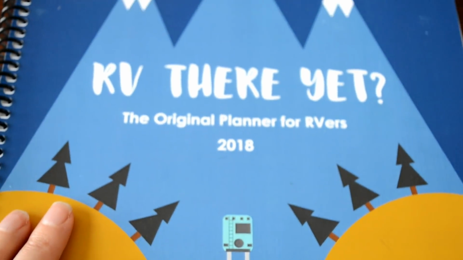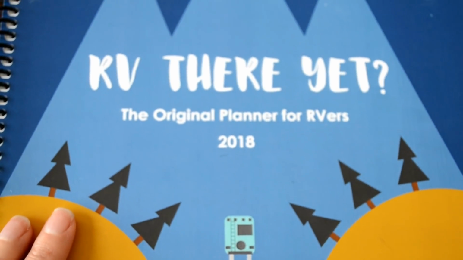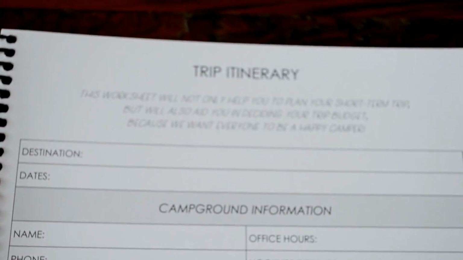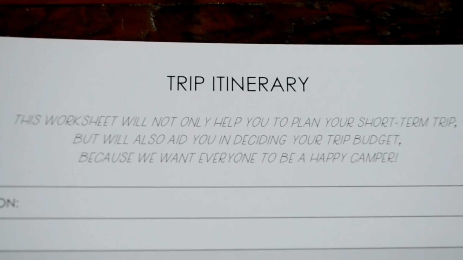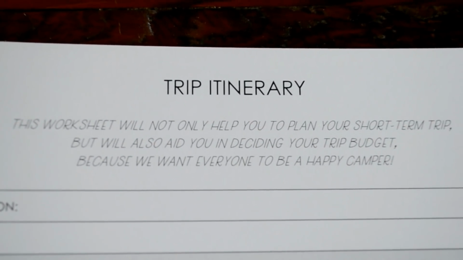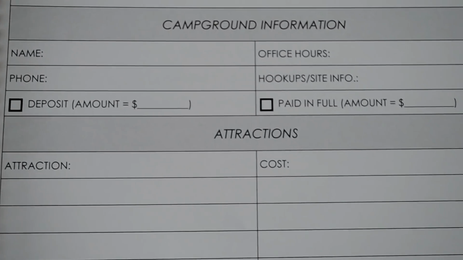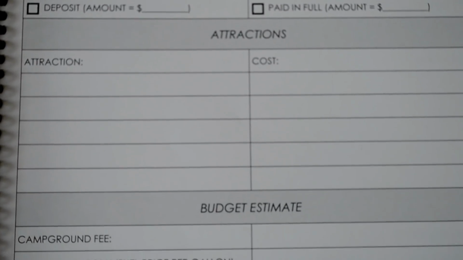Don't forget that in our RV planner, we have trip itinerary sheets in the back in order to help you plan your trip and keep your budget. Also, they allow you to track whether or not you left a deposit when you made a campground booking. That way, when you get to the campground, you'll be assured of what is left on your balance.